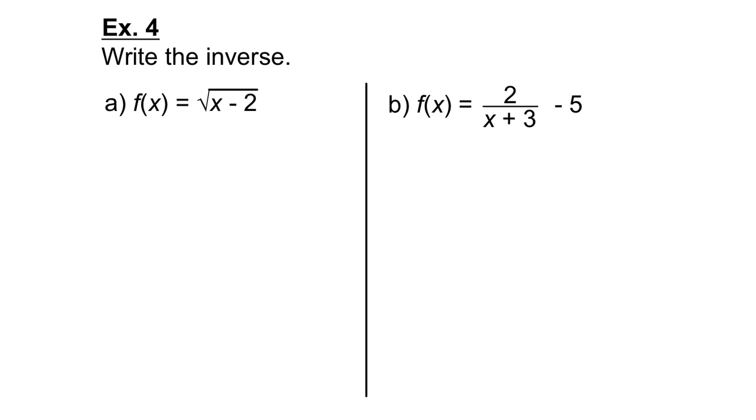All right, we'll finish off with writing the inverse given the equation of the function. So here I have f of x equals the square root of x minus 2. Find the equation of the inverse. Do the same thing with this function. Find the equation of the inverse. So remember, you swap x and y, and you isolate for y. Pause the video, see what you can do.